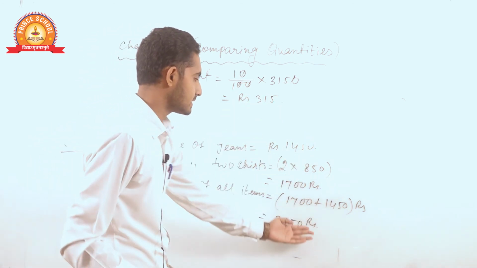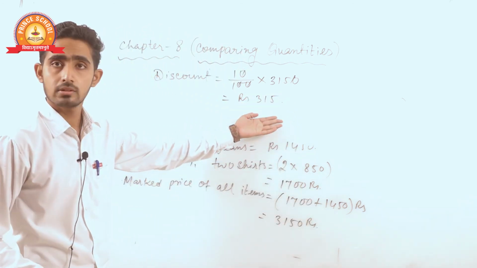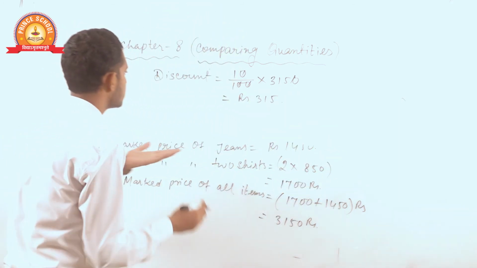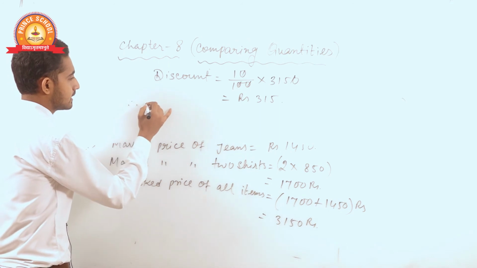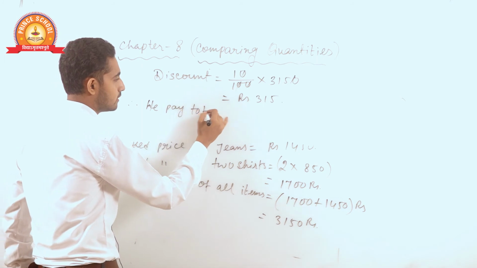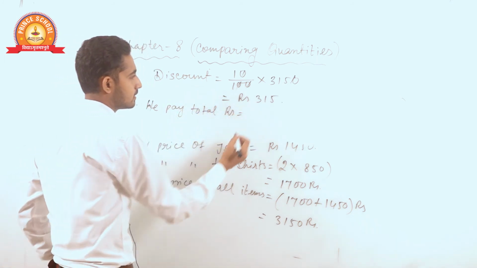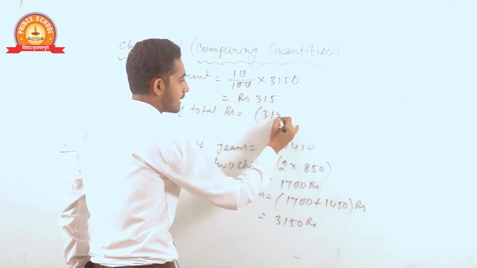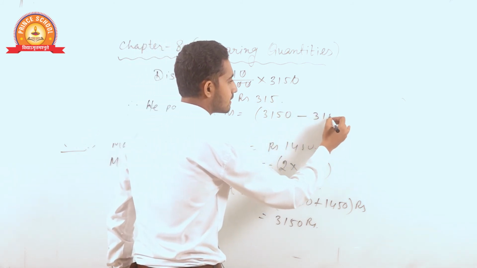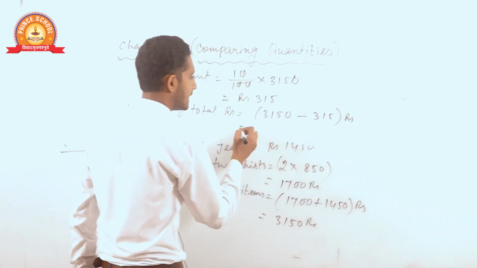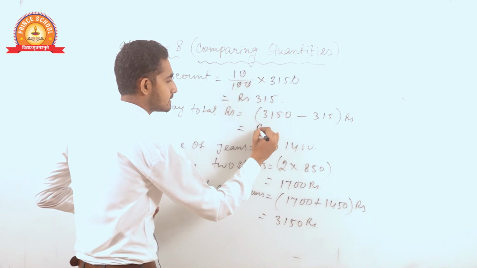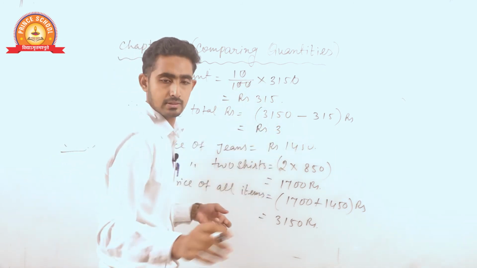Okay, now mark price is given, discount also found. So how many rupees did he pay? So we can say he paid total rupees 3150, the mark price, minus 315. If you subtract, then your answer will come, and your answer is rupees 2835.